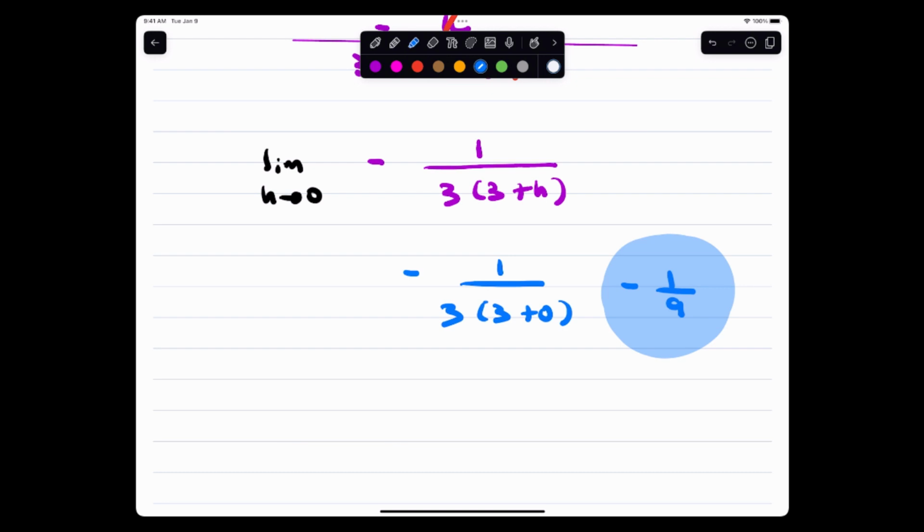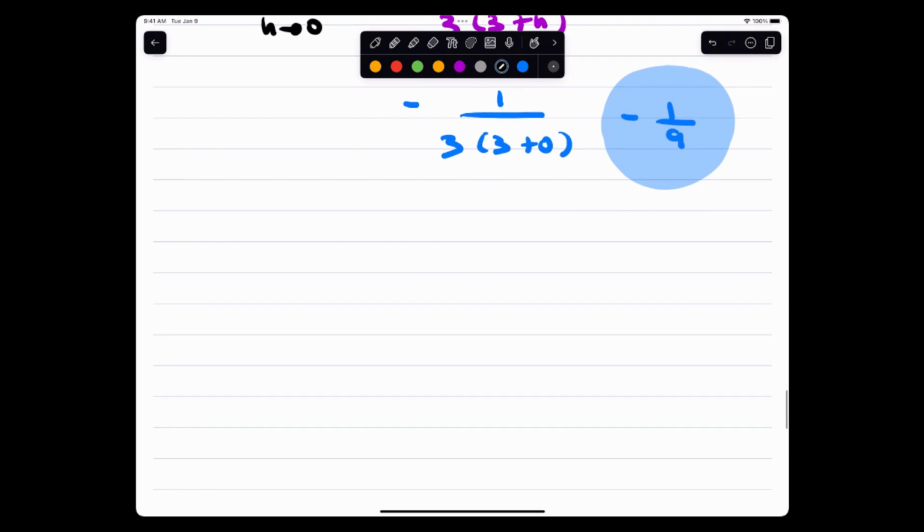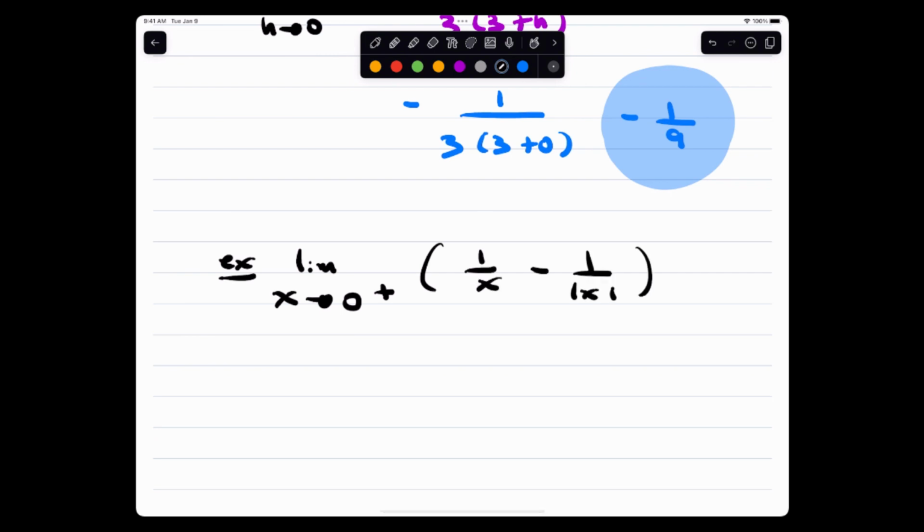All right, you guys okay with that one? Okay, let me give you guys another example here. Limit as x goes to 0 from the right of 1 over x minus 1 over the absolute value of x. It's going to be a little bit different here.